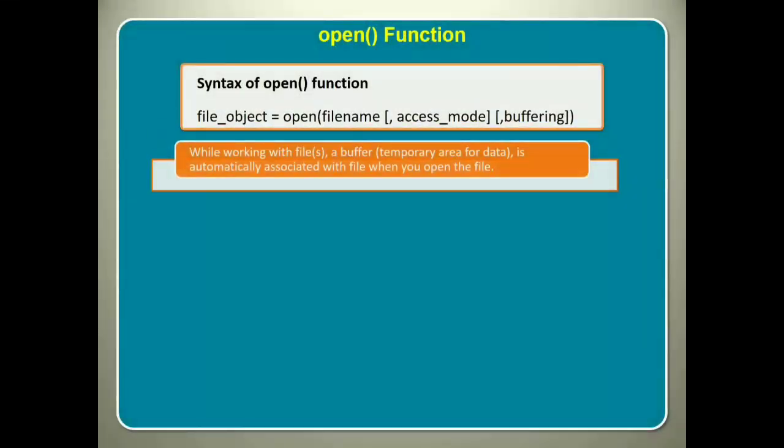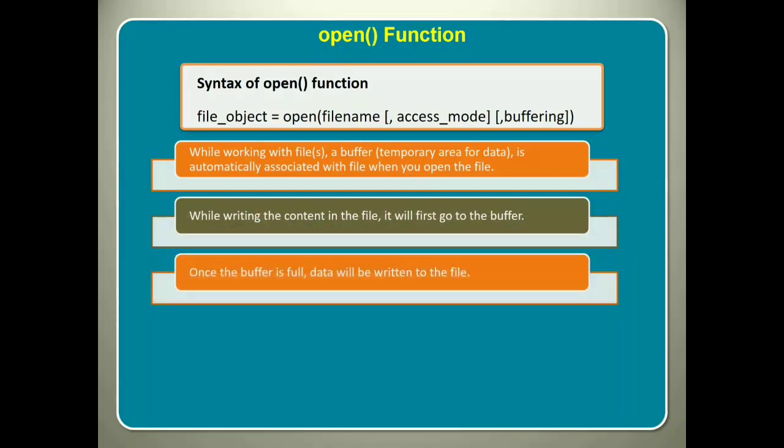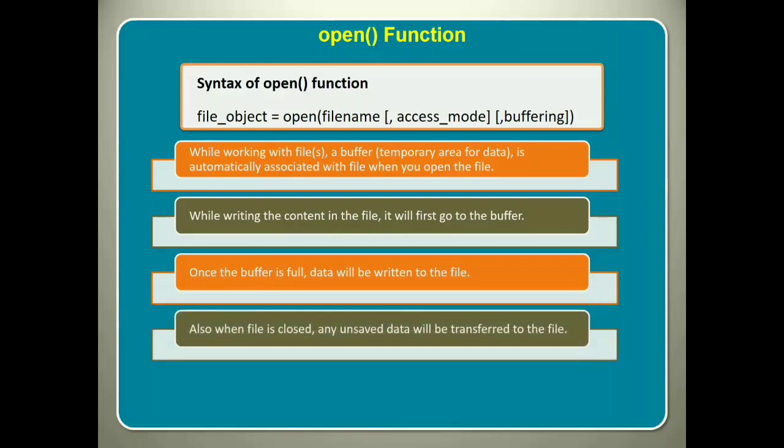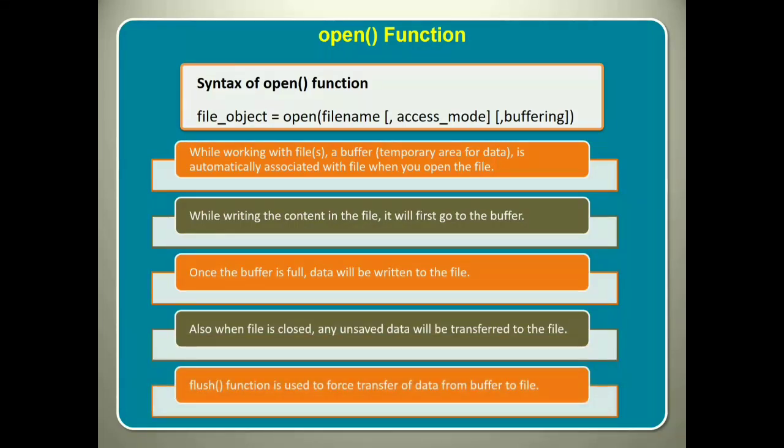While working with files, a buffer, a temporary area for data, is automatically associated with the file when you open it. While writing content in the file, it will first go to the buffer. Once the buffer is full, data will be written to the file. Also, when the file is closed, any unsaved data will be transferred to the file. The flush function is used to force transfer of data from the buffer to the file.